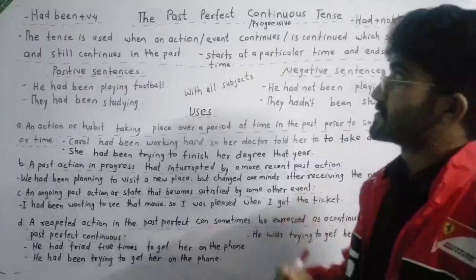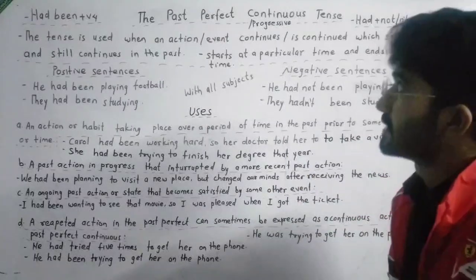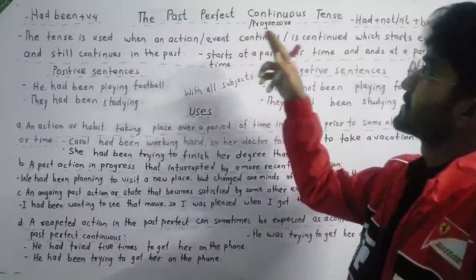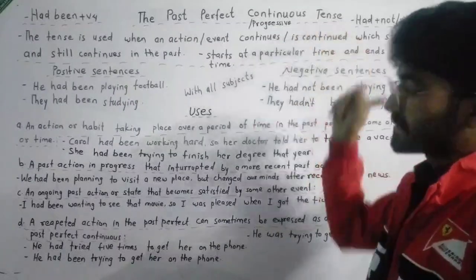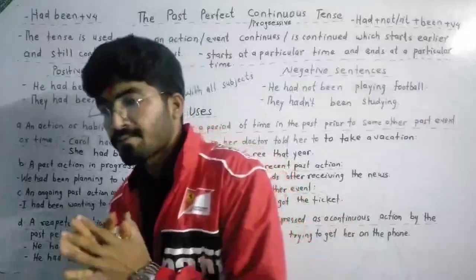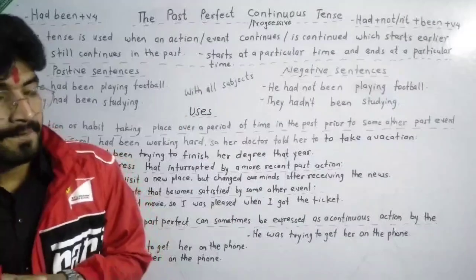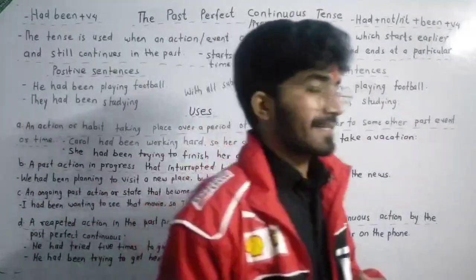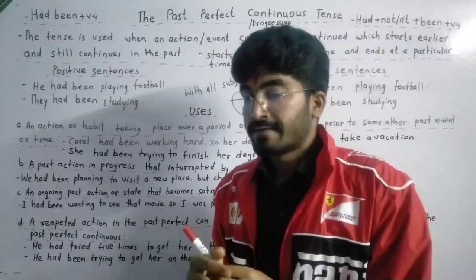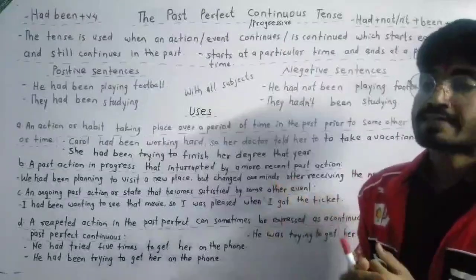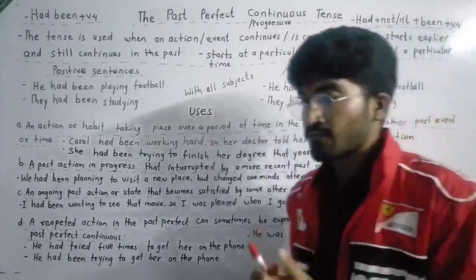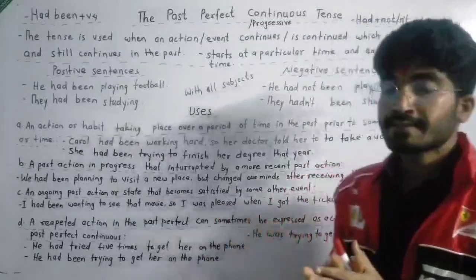Today we are going to discuss the past perfect continuous tense, also called the past perfect progressive tense. This is one of the aspects of the past tense. We have been discussing all the aspects of the past tense, and this one is the fourth aspect, the last among the four aspects.